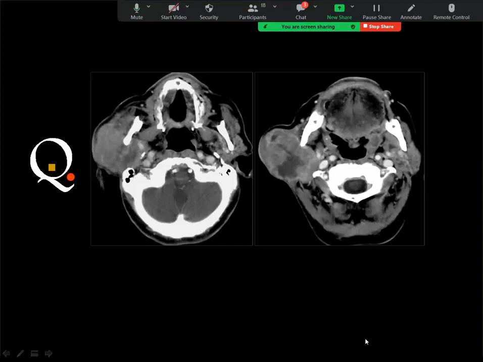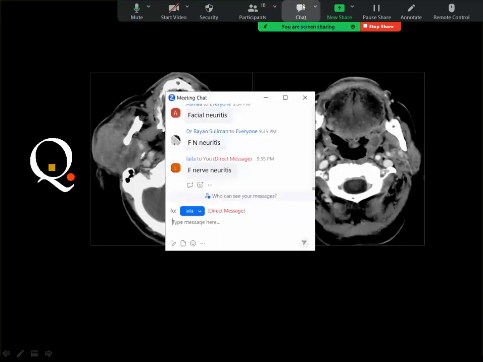Then the next case is the CT of the salivary glands, showing a mass in the right parotid gland.